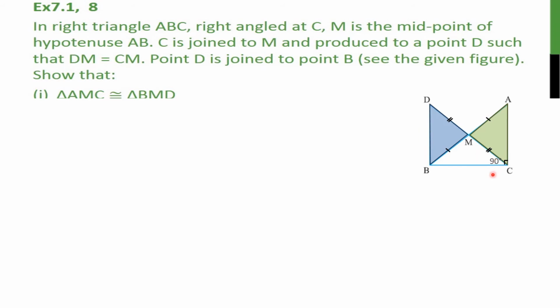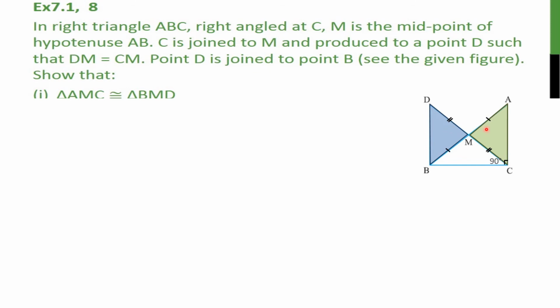So using these three conditions, we have to first prove triangle AMC is congruent to triangle BMD. I shaded in different colors: triangle BMD is congruent to triangle AMC. In these two triangles we can observe, first, BM is equal to AM, and second, when two lines intersect each other, vertically opposite angles are equal. So I can take angle DMB is equal to angle AMC, and third condition, DM is equal to CM.